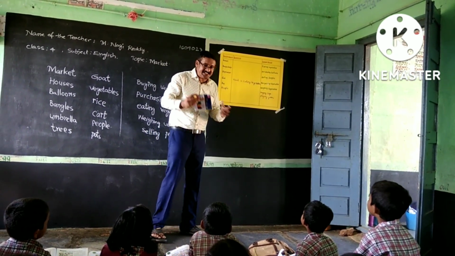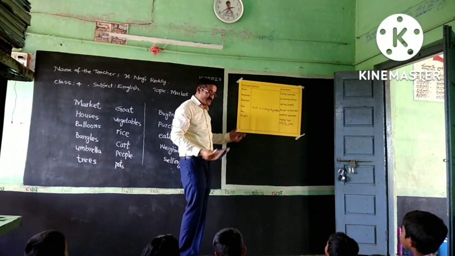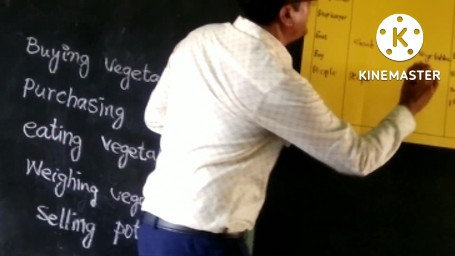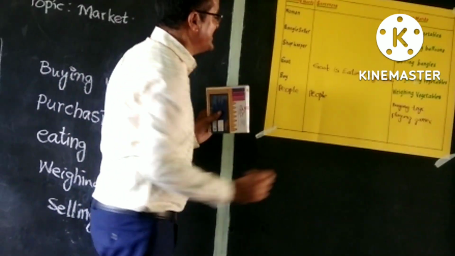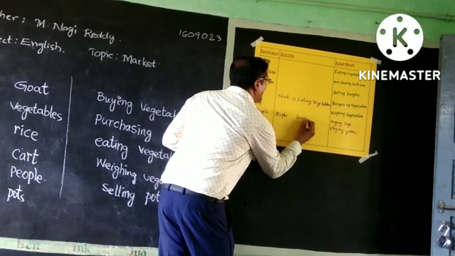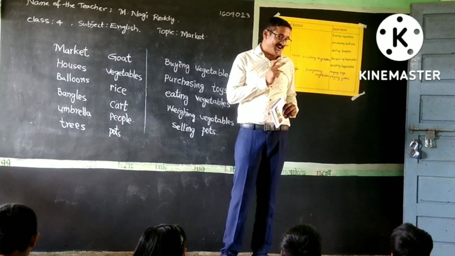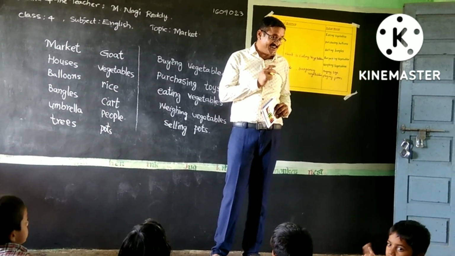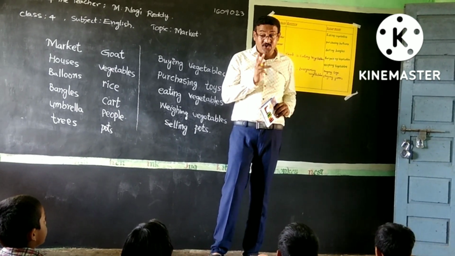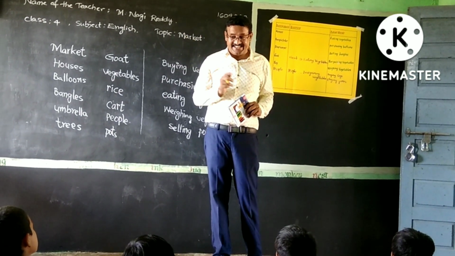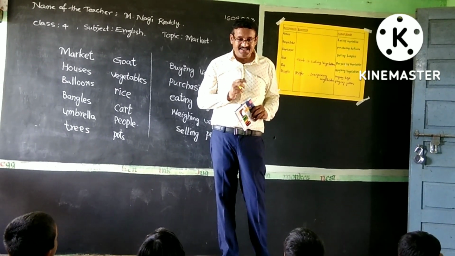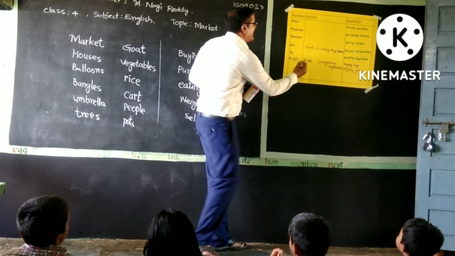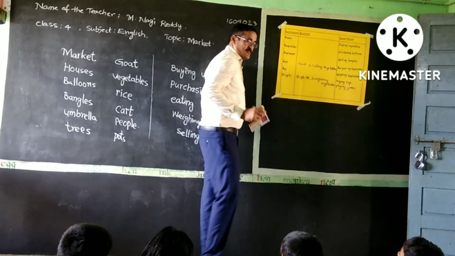People. Bargaining vegetable, then one object. Then they are, we are. They are eating. We are reading. People, so many persons are there. People are eating vegetables. Yes, people are, more than one person.